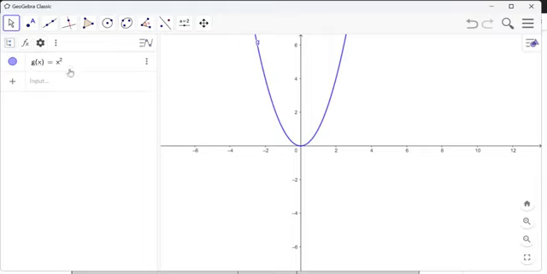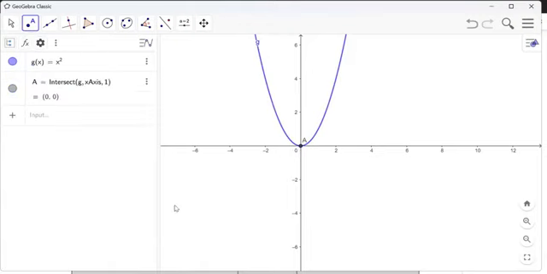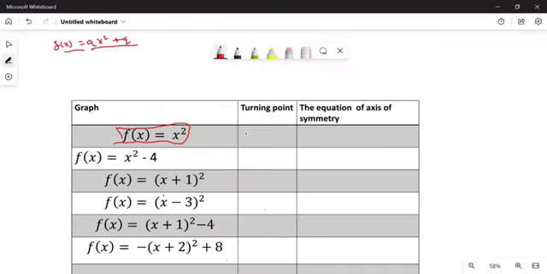Say f of x is equal to x squared. This is the graph that we had. Now I can check what is going to be this point here whereby this graph is turning. And according to this, what is going to be the turning point? Where does the graph turn? It tells it here. So what are going to be the coordinates where our graph is turning?